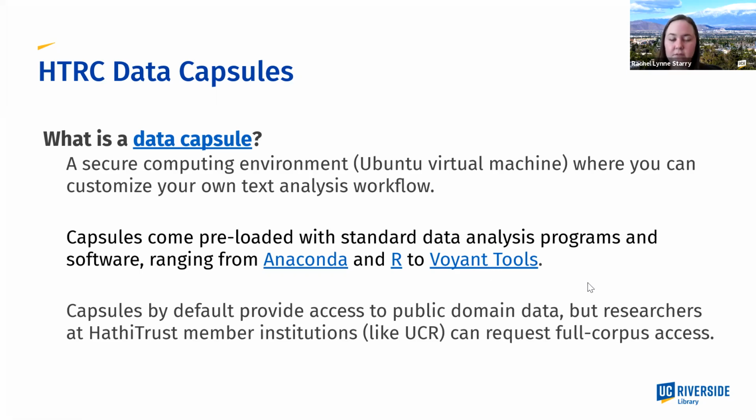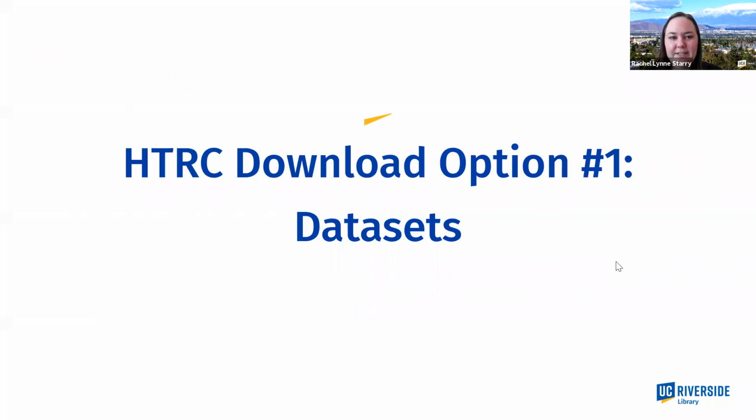By default, the data capsules let you have access to the public domain works in the HathiTrust collections. But if you are a UCR community member, or at another member institution, you can request access that includes the in-copyright works, and there are some policies that govern what you can take out of the data capsule when you're done with your analysis. Basically, the results have to be spot checked to make sure you're not pulling out anything full text.